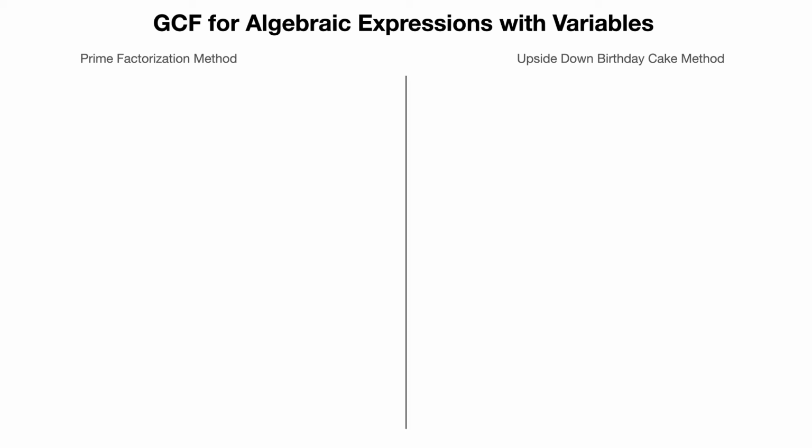Right, so we're going to look a little bit at GCF, specifically for algebraic expressions where you have variables in them. GCF, again, stands for the greatest common factor. There's videos I'll link in the description about these two methods, but we're going to look at how we can use those if we end up having variables in them, such as x's or y's.